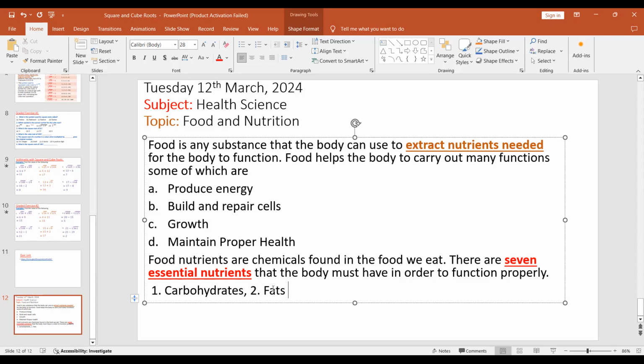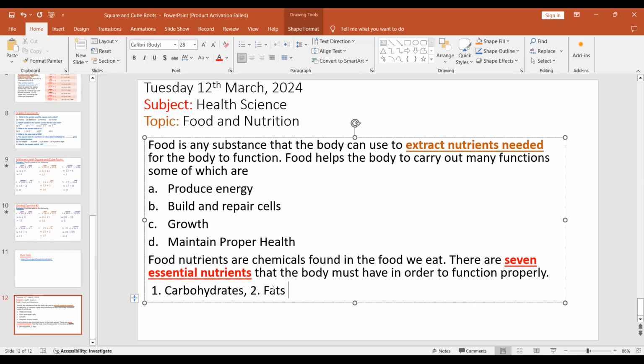Okay, so fats. Where can we get fats from? Like fried chicken. What else? Where can we get fats from? Start with O. Oils. What kind of oils? Vegetable oil. What else? Olive oil. What else? Coconut oil. What else? Fish oil. We have flaxseed oil, sunflower oil.